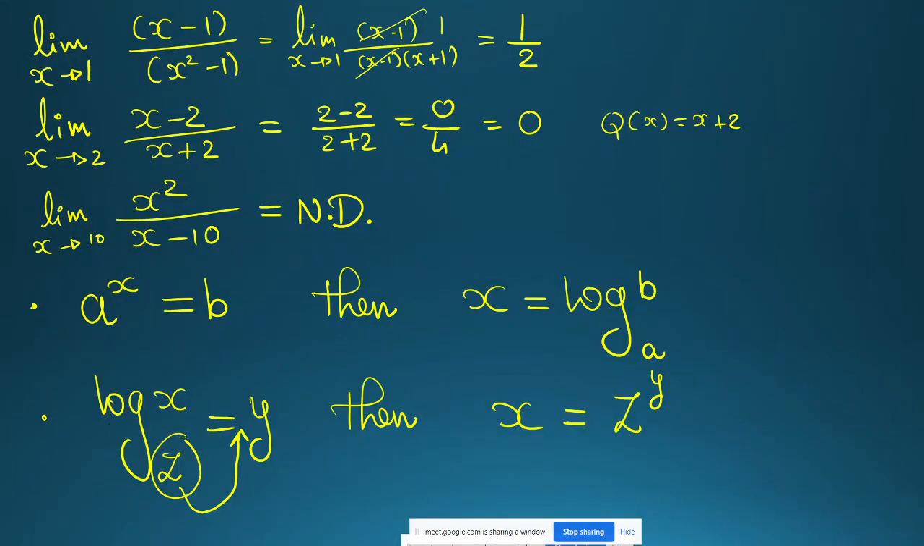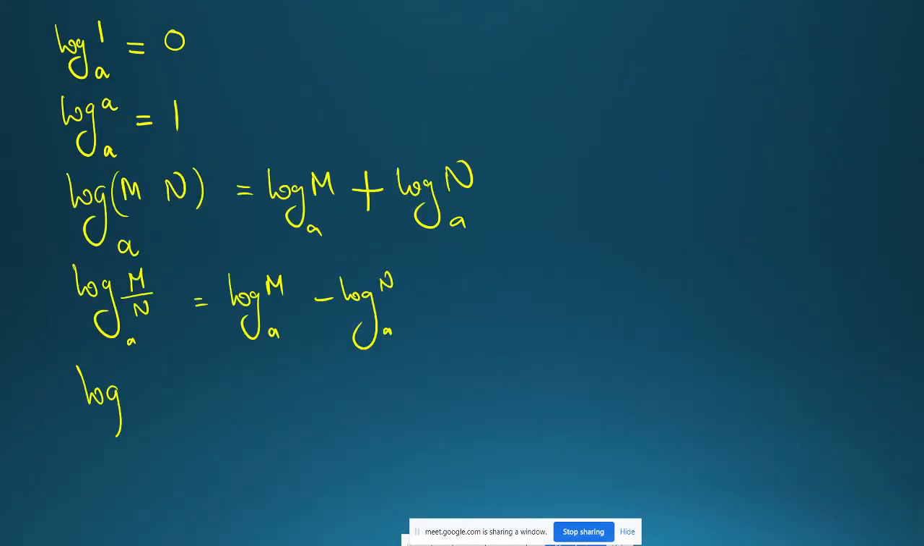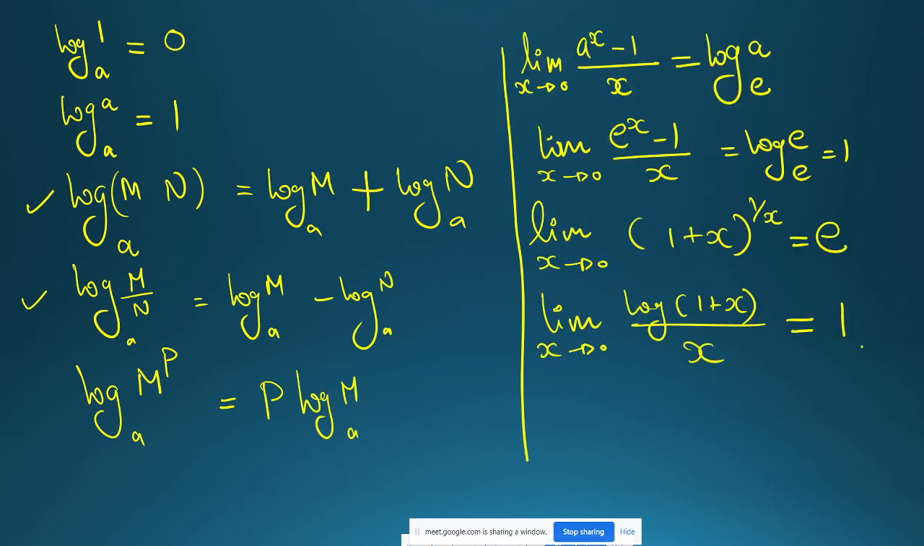After that, we learned about the log function. These are a few examples, the definition of a log that we learned, and some properties of the log function and the formulas. So this is one section of the limit part.